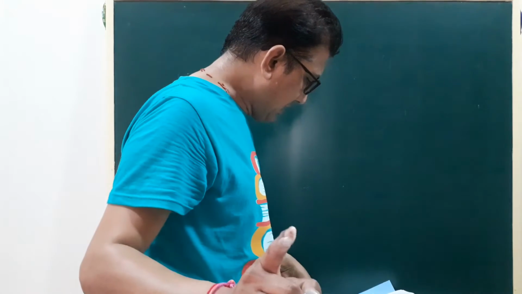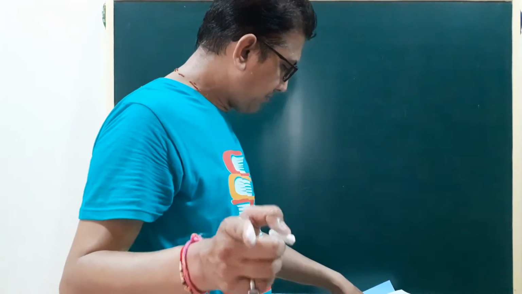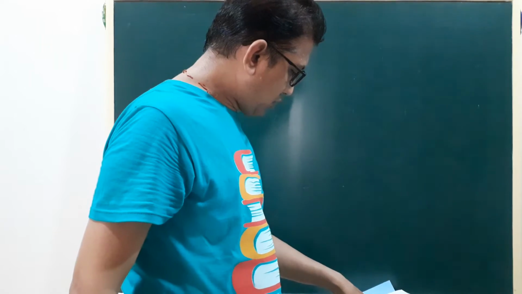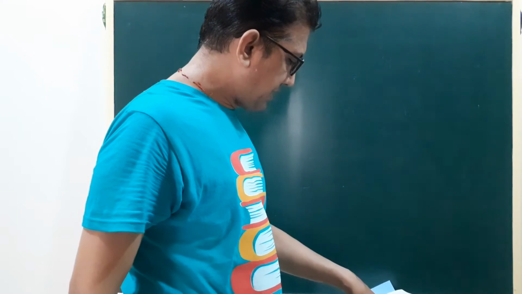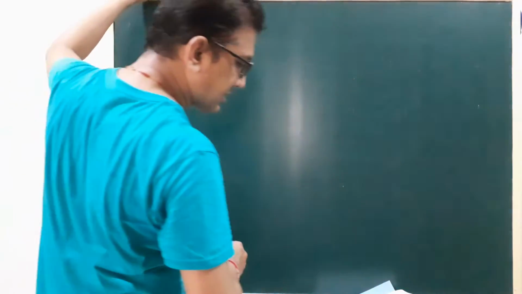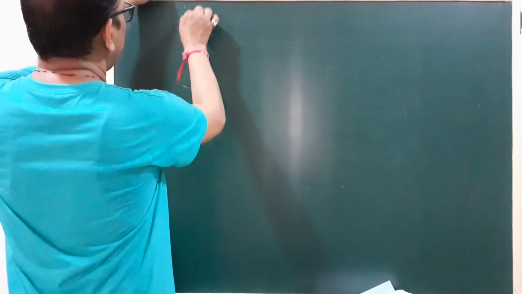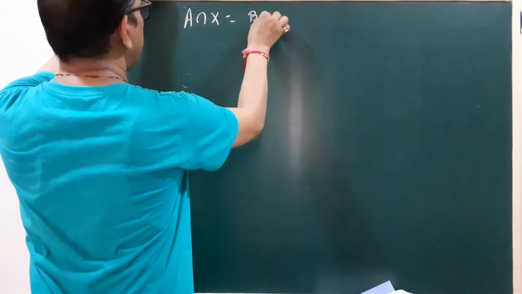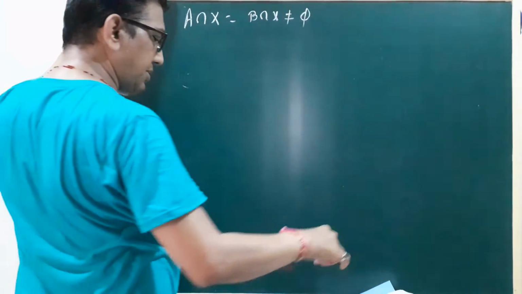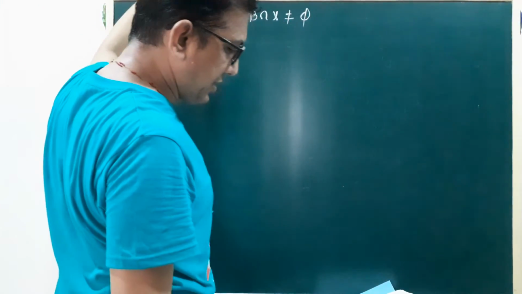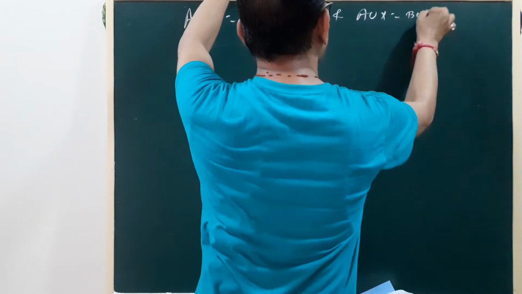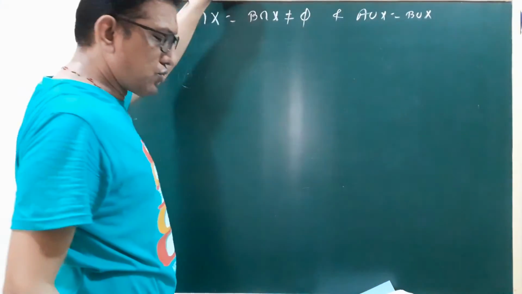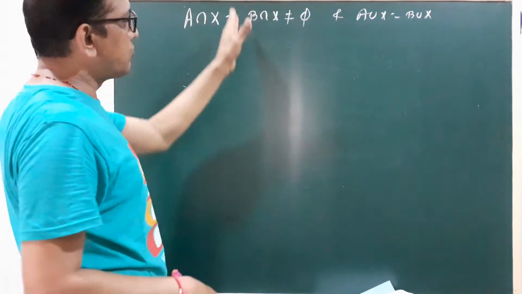Exactly the same question. Question number 11. Let A and B be sets. If A intersection X equal to B intersection X, not a null set, printing mistake, and A union X equal to B union X, then show that A equal to B. Same question.